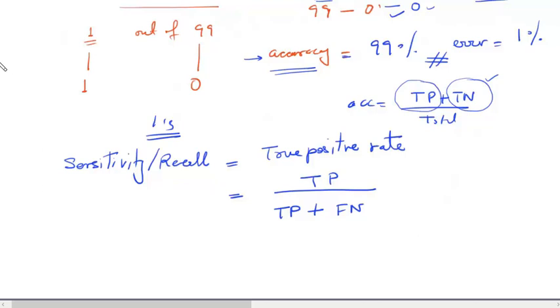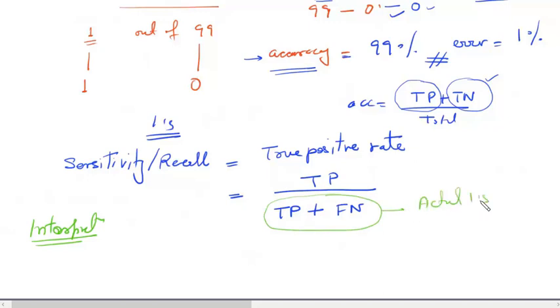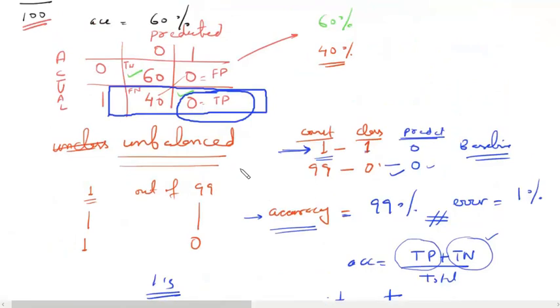Now what is the interpretation of this parameter? What is the interpretation of sensitivity or recall? The interpretation is this entire parameter represents your actual ones. This represents your actual ones in your data. If you look at the confusion matrix, you will see this entire row represents the actual ones. This represents the actual ones in your data.